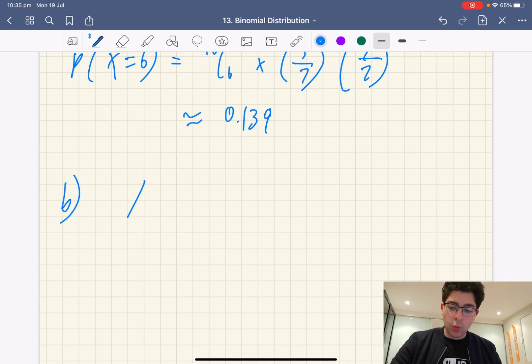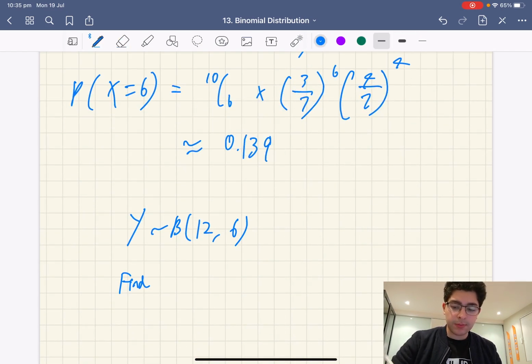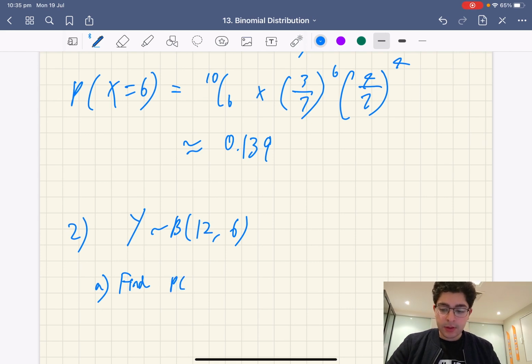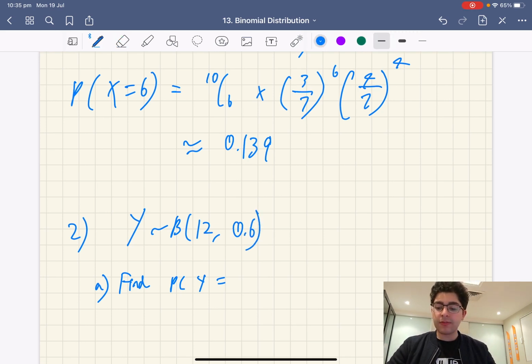If I said y is distributed binomially, sorry, if that's question 1, let's say this is question 2, and I'm going to find part A here. Find the probability that y is equal to, I'm going to change that, sorry, that should be 0.6, my bad. So let's say find the probability that y equals 10.